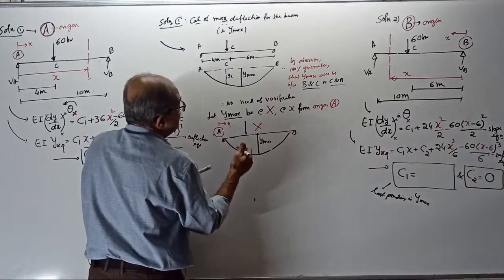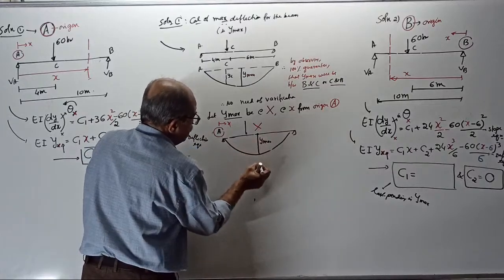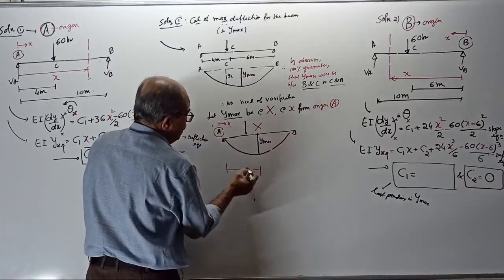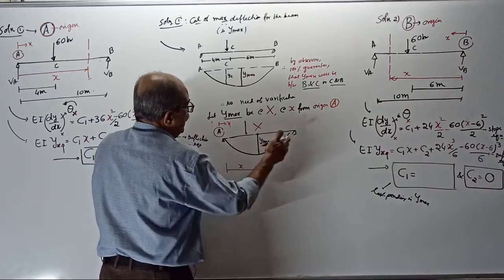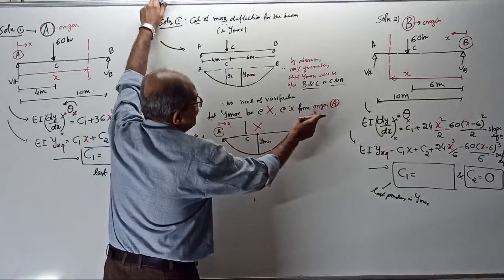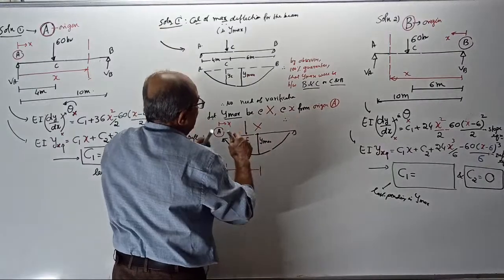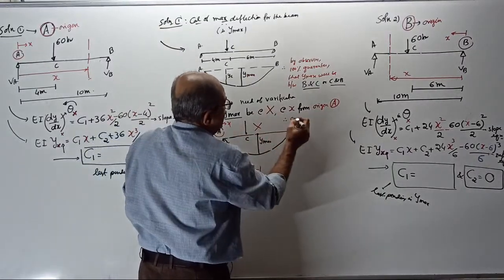And the distance from the origin to that point is X. Because when you take A as origin, any point is called X. So now B, this is the point C, X from A. Now, therefore, at X from A. Therefore, remember, A origin, consider X.